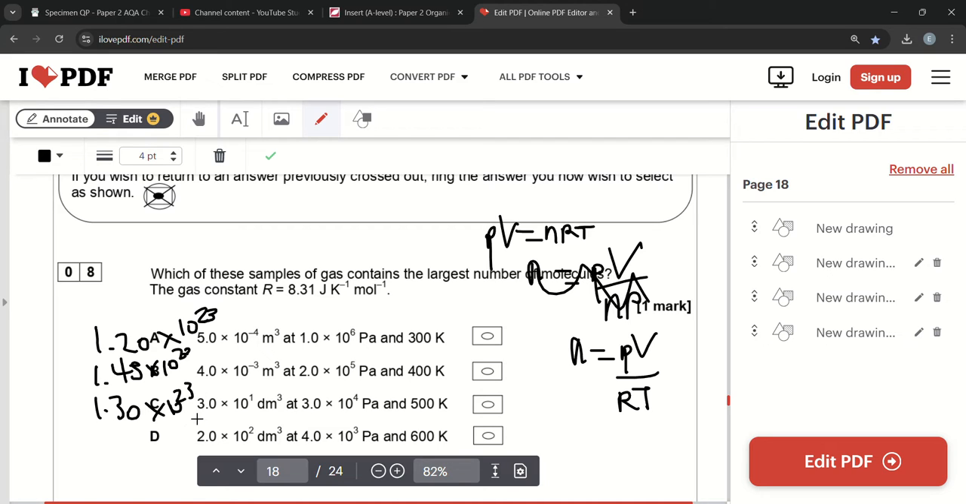This one, 2.0 times 10 to the power 2 times 10 to the power minus 3, going to meters cubed, since volume is measured in meters cubed in the ideal gas equation, times pressure 4.0 times 10 to the power 3, divided by 8.31 times temperature 600, times 6.022 times 10 to the power 23. 9.